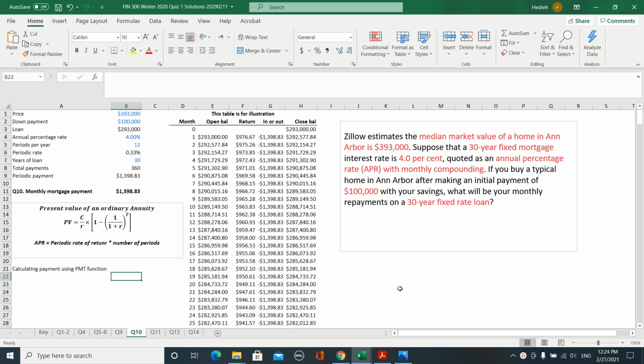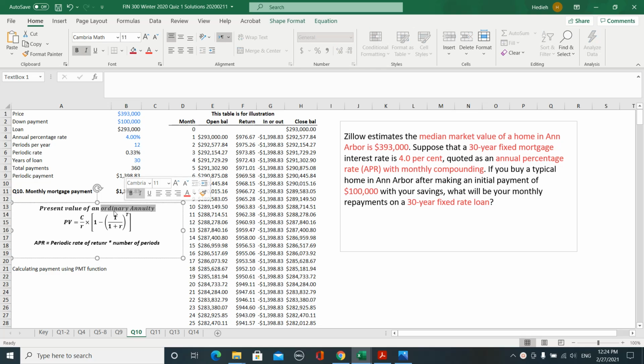Hi, in this video, I want to show how we can calculate payments on a mortgage using the formula for an ordinary annuity and how we can do the same thing using a payment function in Excel. So let's take a look at the question that we have.